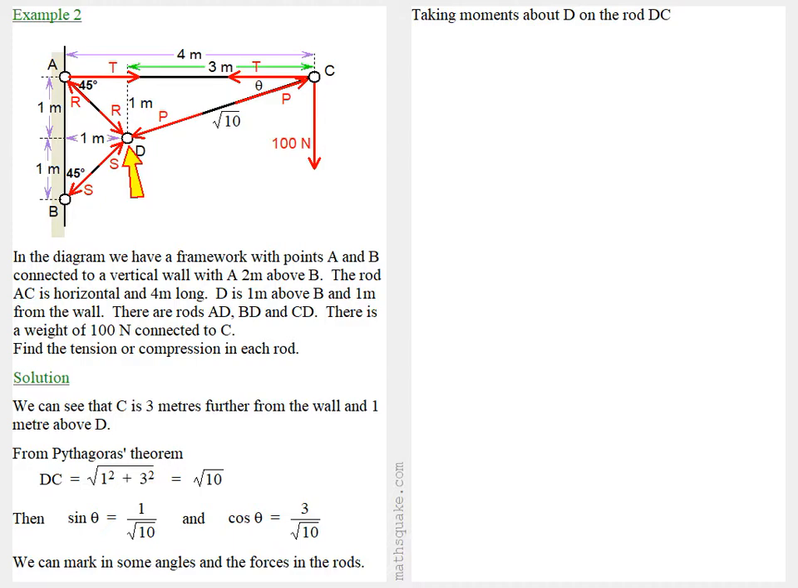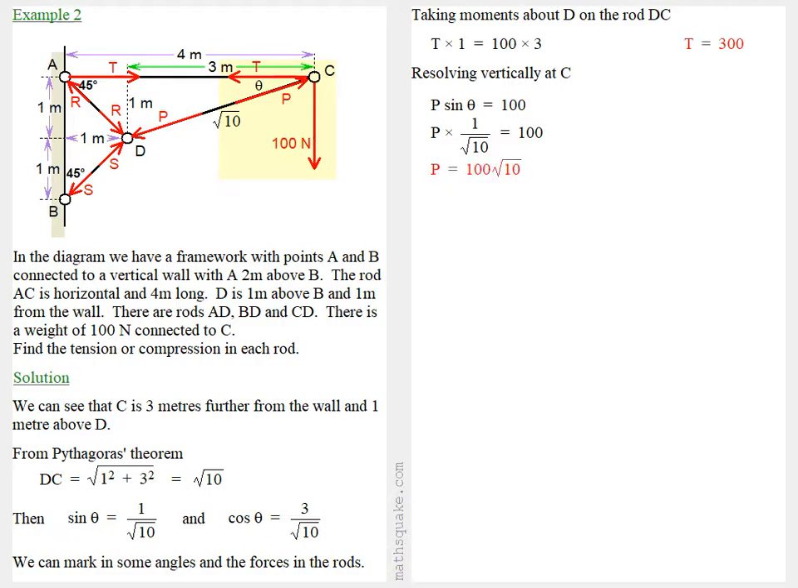Taking moments about D on the rod DC, we have T times the perpendicular distance 1 meter equals 100 newtons times the perpendicular distance 3 meters. So that gives us T equals 300. And if we resolve vertically at C, we get P cos (90 minus theta), or P sine theta, is equal to 100. Now the sine of theta is 1 over root 10, so we have P times 1 over root 10 is 100, or P equals 100 root 10.